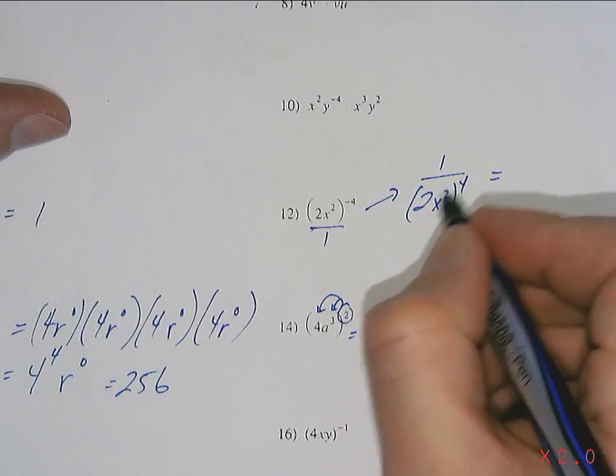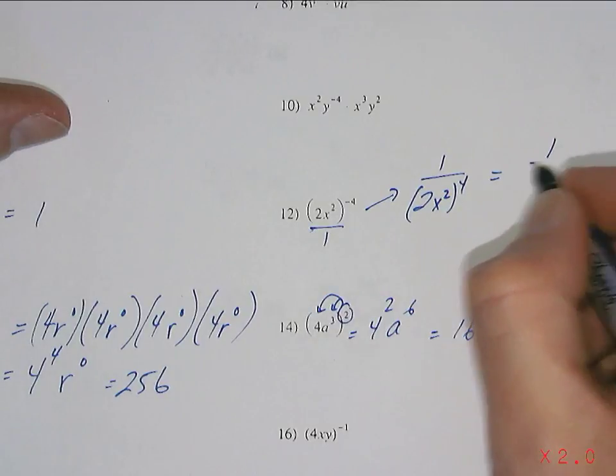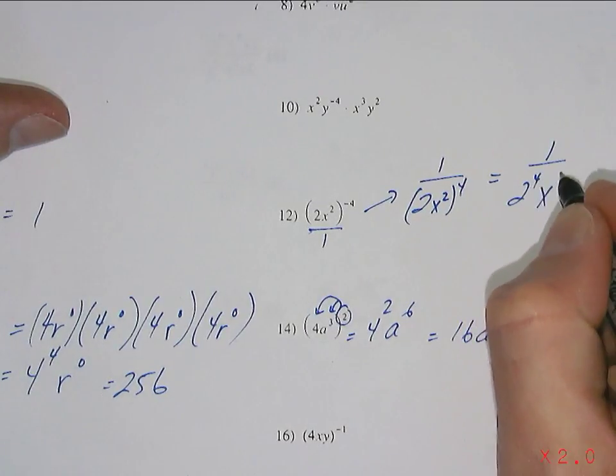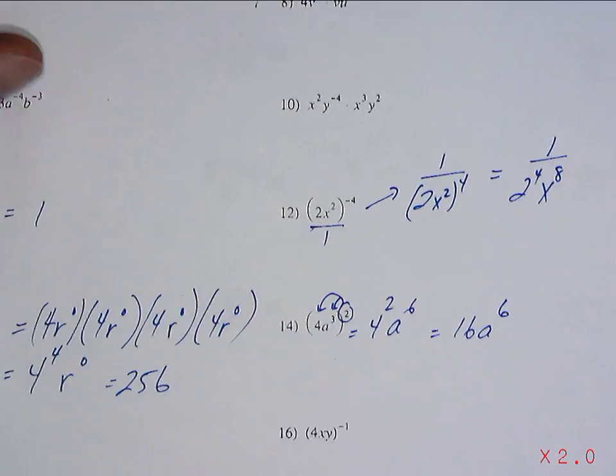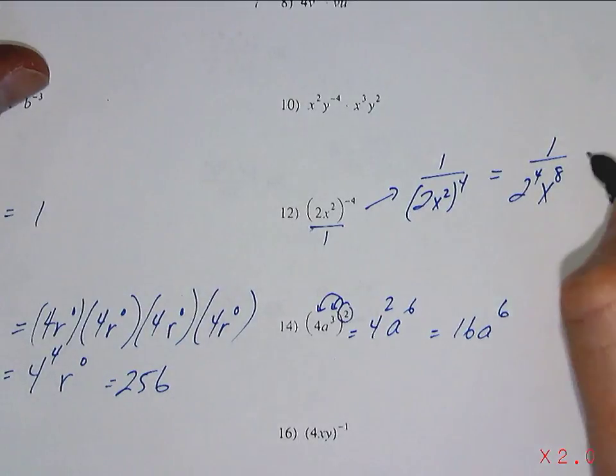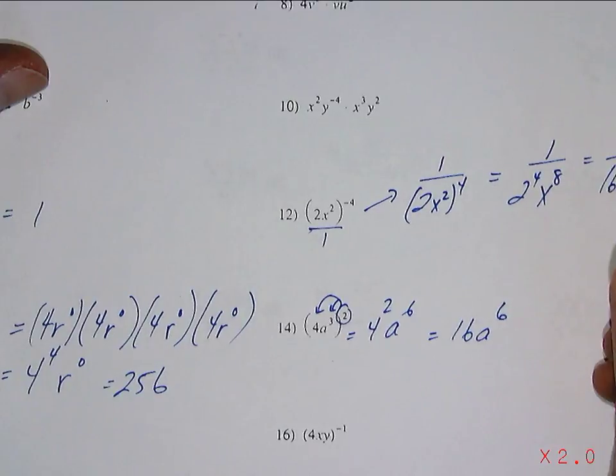Next, we take that 4 into both those terms. It'll be 1 over 2 to the 4, x to the 8. And 2 to the 4 is 2 times 2 is 4 times 2 is 8 times 2 is 16. So it would be 1 over 16x to the 8.